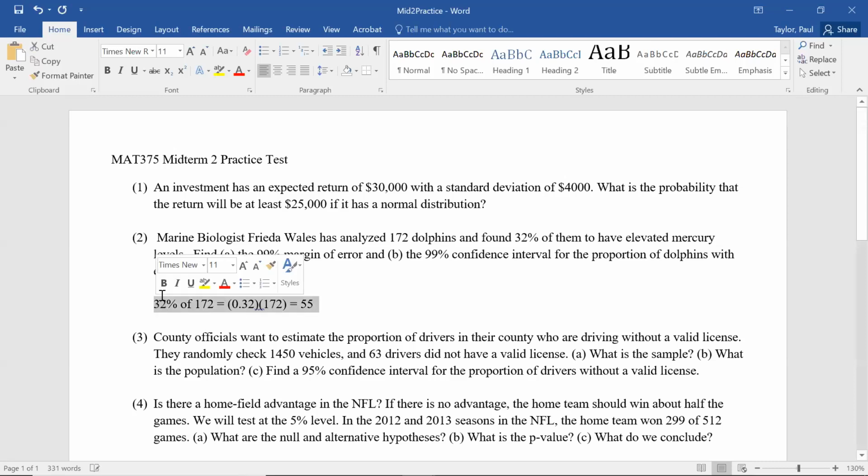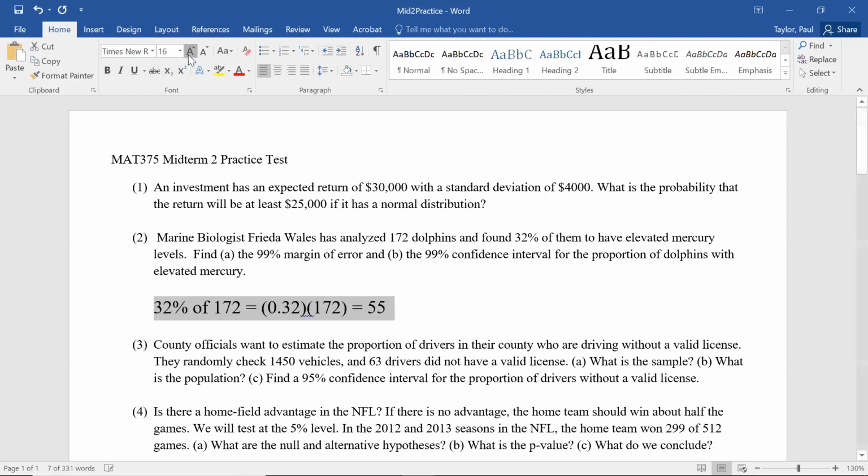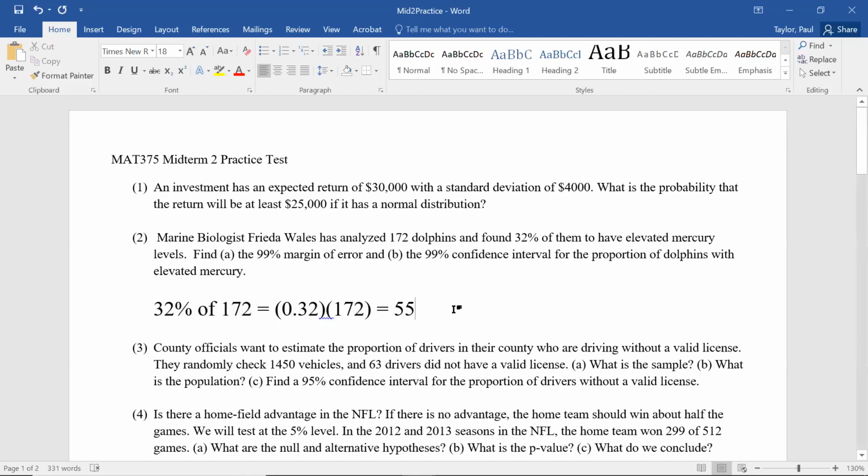Here, let me make that all bigger. I don't know how small that is. That's going to be on the YouTube screen. 55 dolphins. Okay. So there isn't really a good place to plug that 32% into Minitab. It wants to know the number of hits. And so we have to sort of reverse engineer that from the 32% we're given in the information. All right, let's flip over to Minitab.